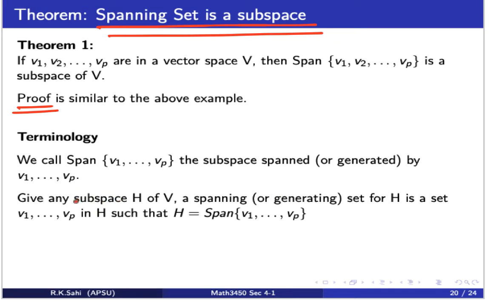And if I'm given any subspace H of V, a spanning set for H is a set of vectors in H such that H equals the span. That's a different way of looking at the same thing. So the important part is, if I see a set of vectors and I look at the spanning set of the vectors which are coming from that vector space, in my mind, it is a subspace. Okay, now we're going to do some examples.